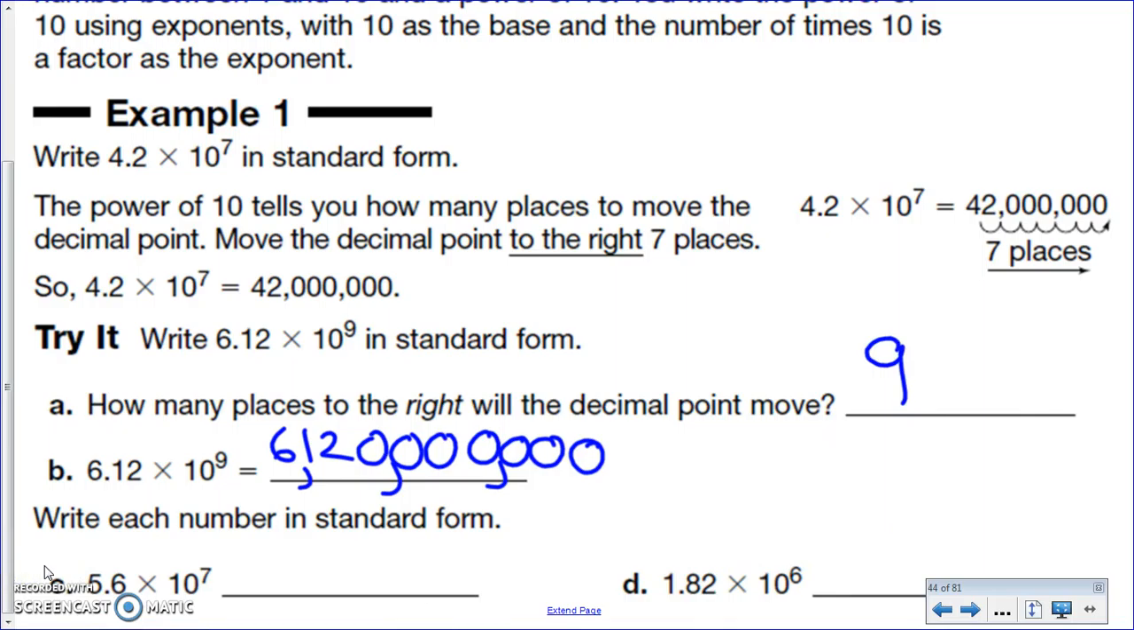For C, we have 5.6 times 10 to the 7th. So we know we're going to move the decimal point 7 times because that's what the exponent tells us. We know it has to move once to get around the 6, so we're going to add 6 zeros after that to get all 7 places.